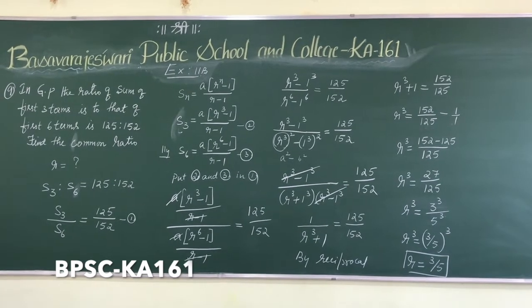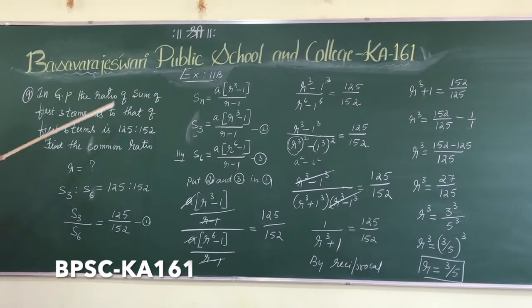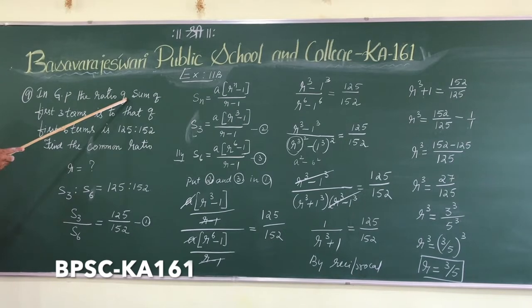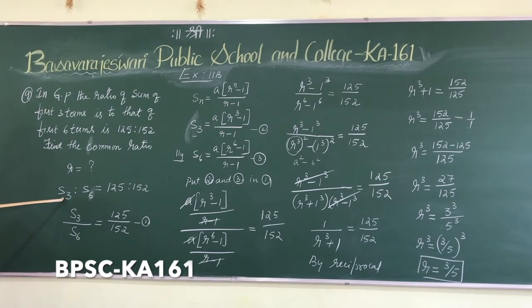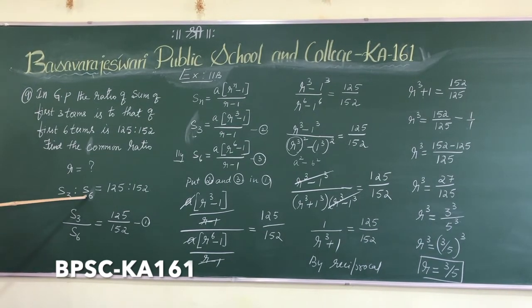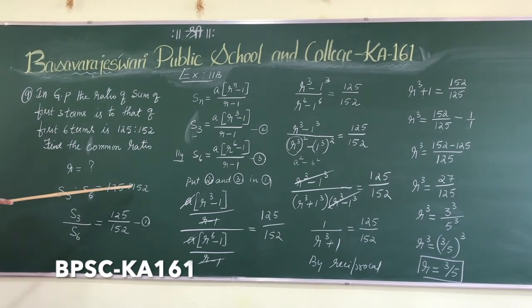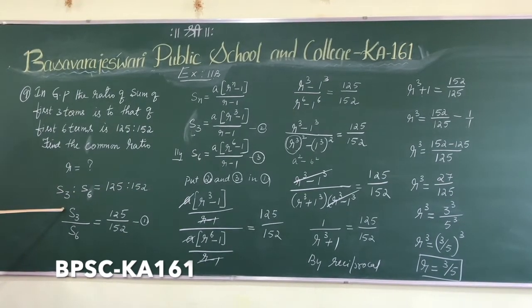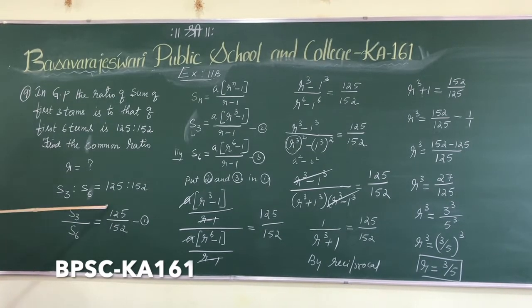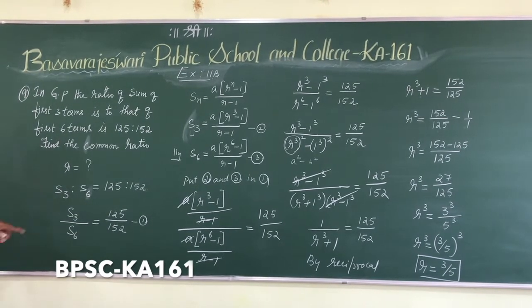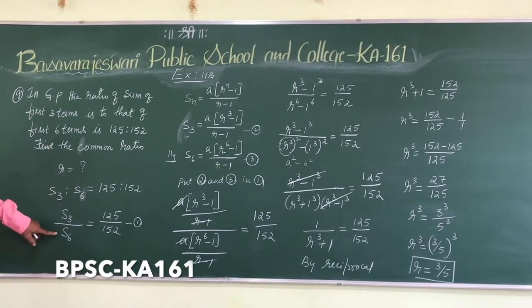Yes, according to the given question, he has given the ratio of the sum of the first 3 terms to that of the sum of the first 6 terms. The ratio of the sum of the first 3 terms to that of the first 6 terms is nothing but 125 divided by 152. This can be written in fraction form as S3 divided by S6, which is equal to 125 divided by 152. So you have to find out the S3 value as well as the S6 value.